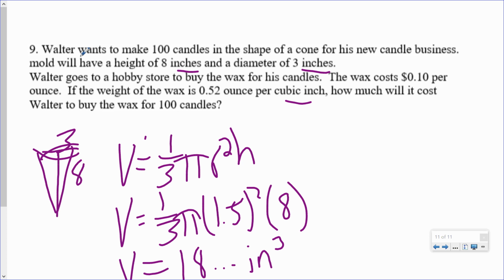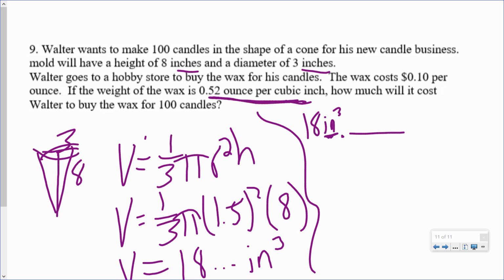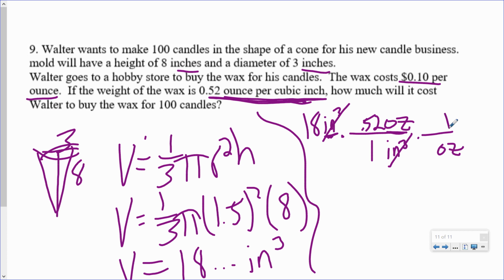So now that I have the volume, I begin unit analysis. So I'm looking for cubic inches. There it is. I'm going from cubic inches to ounces. So cubic inches on bottom, ounces on top. 0.52 ounces is 1 cubic inch. Now I have ounces. I'm looking for ounces. I see ounces to money. So ounces goes on bottom, money goes on top. 0.10 for 1 ounce. Ounces are gone. I have my cost now, which is what I want.